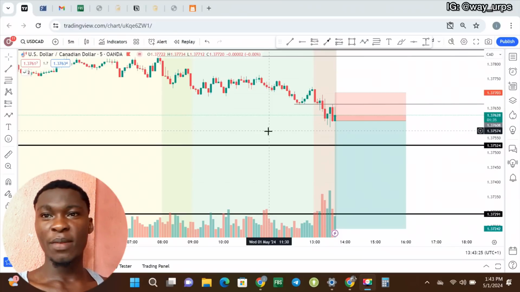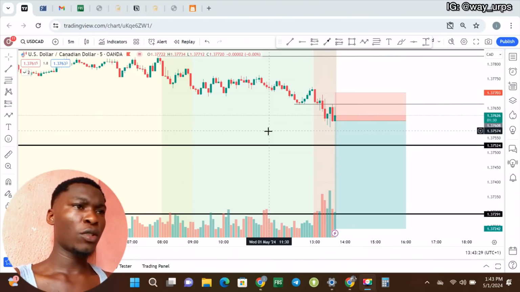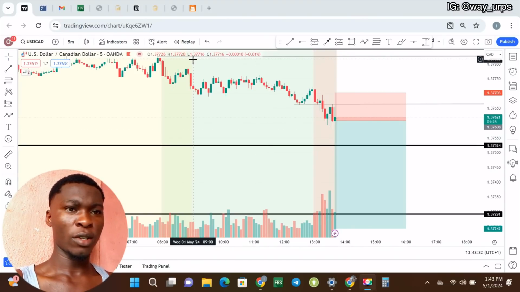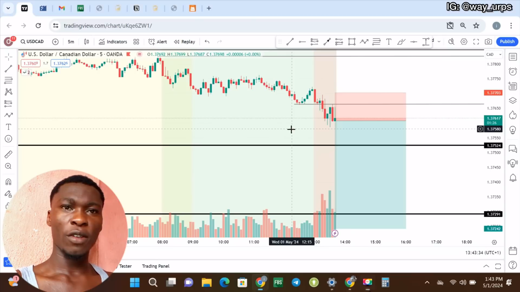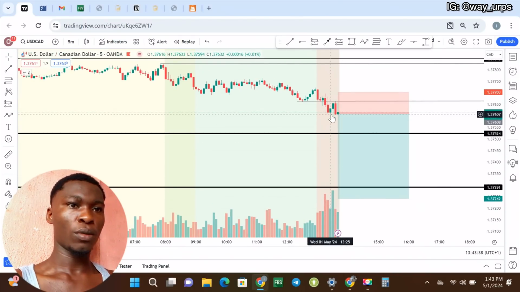So today is Wednesday, by the way. Yesterday was Tuesday and I did not see any setup to take, so I did not trade. So I just took my first trade here, as you can see on this USD card. I entered here. So let me show you.